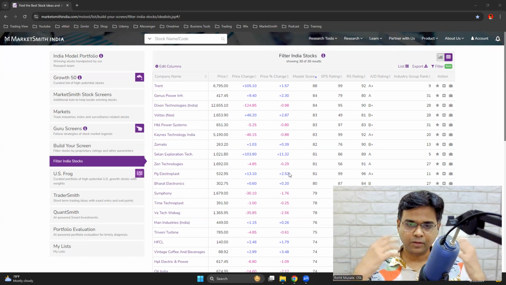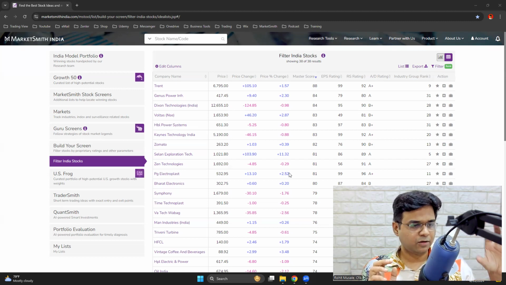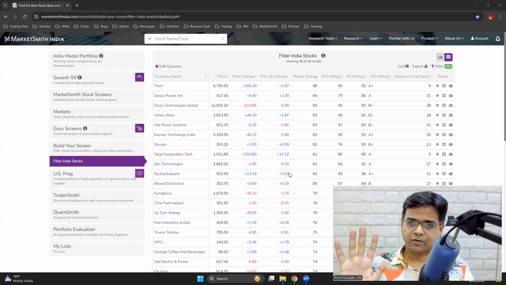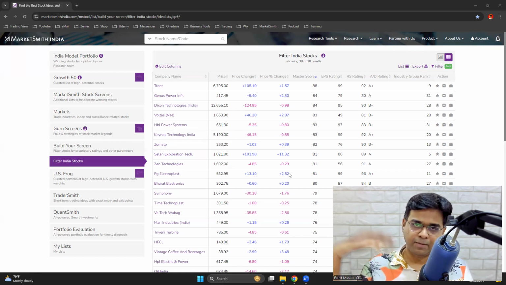However, I personally have noticed that whenever I was trading stocks which had industry rank of 41 or more than 41, okay, my batting average went down. And whenever I was trading stocks in industries ranked 1 to 40, that is the top 20% of the industries based on their performance, I realized that my batting average went up.